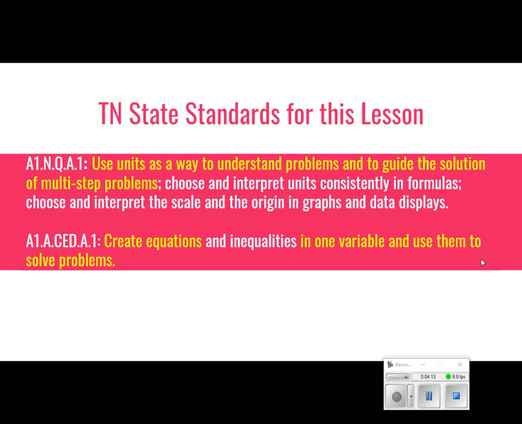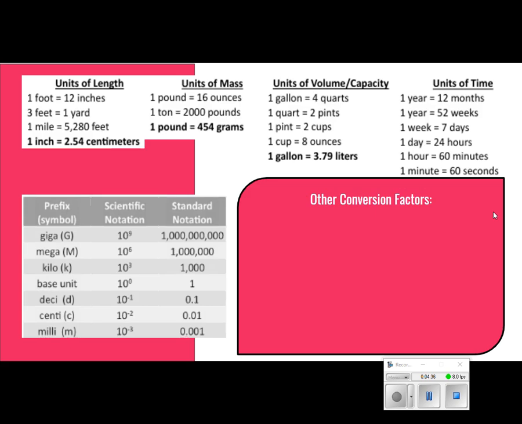All right, so we are going to use units. This is our Tennessee State Standards, by the way. We're going to use units as a way to understand problems and to guide to the solution of multi-step problems. That's going to be the dimensional analysis part as well as the scale factor part. And then we are also going to create equations in one variable and use them to solve problems, as well as solving for one variable equations. All right, so this gets into the unit conversion and dimensional analysis portion.